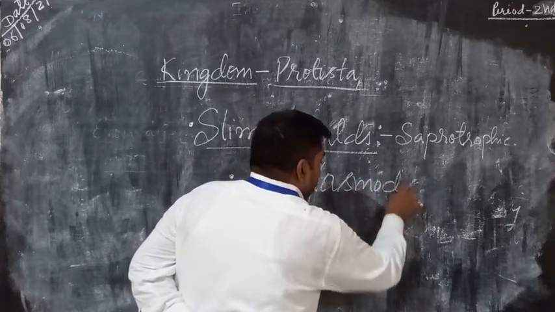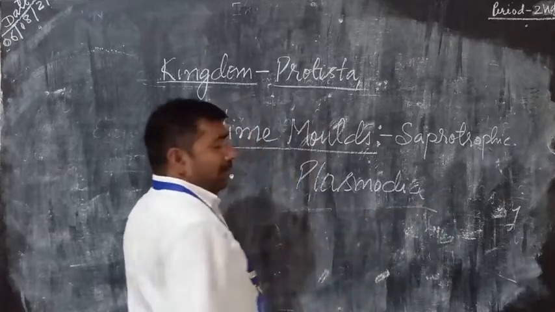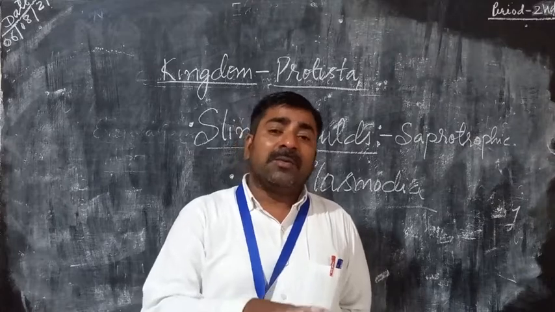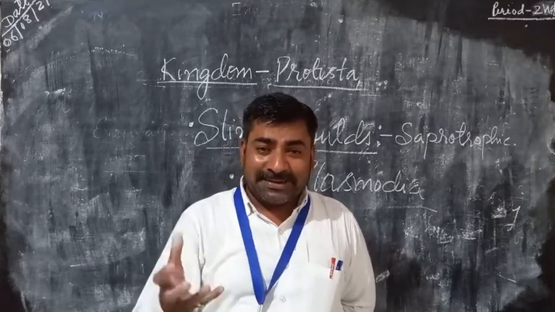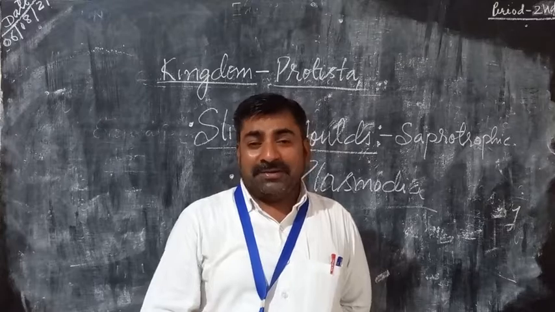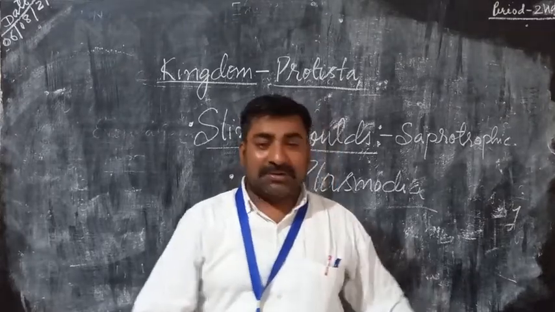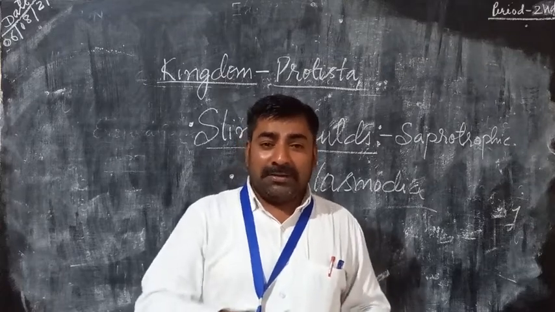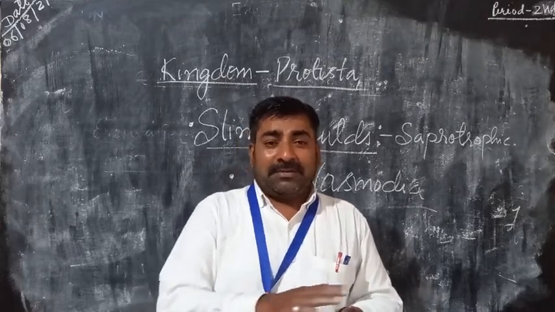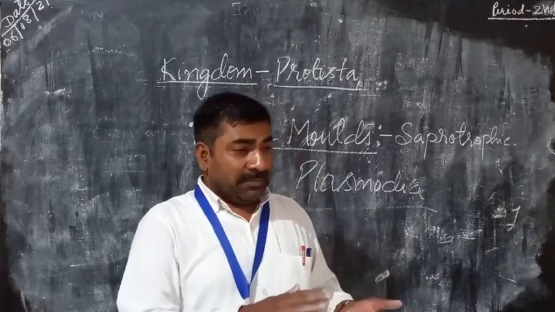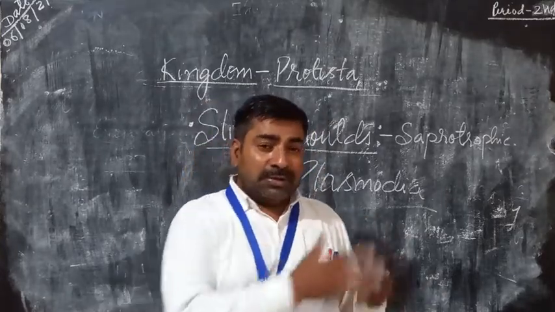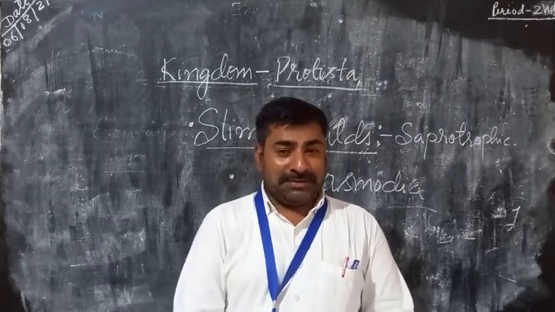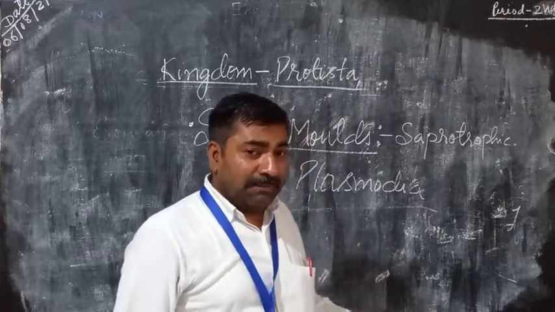Plasmodium is a good example of slime mould, and they grow near moisture sources where there is huge accumulation of organic matter. There they grow and make the ground slippery; where the colony of slime moulds grows, the surface becomes slippery in nature. So that is the case of slime mould.